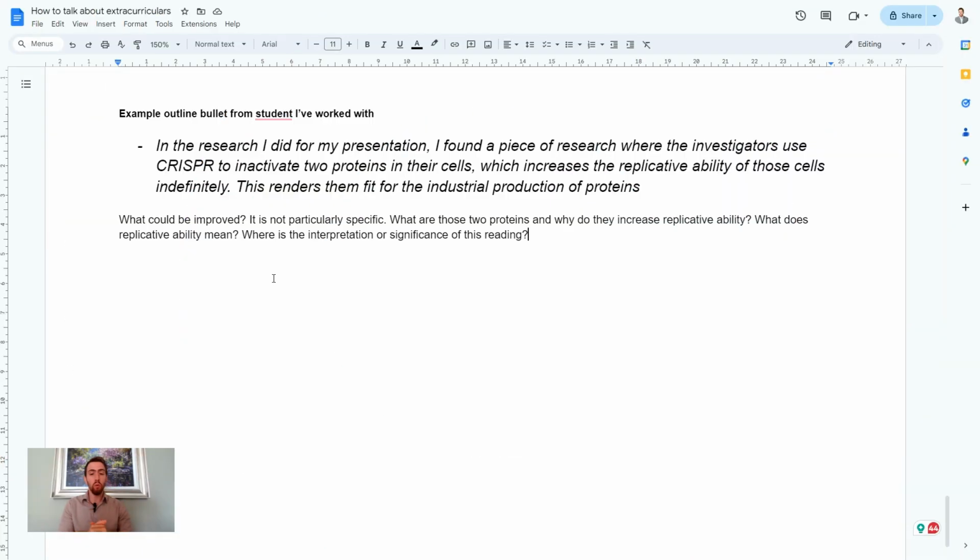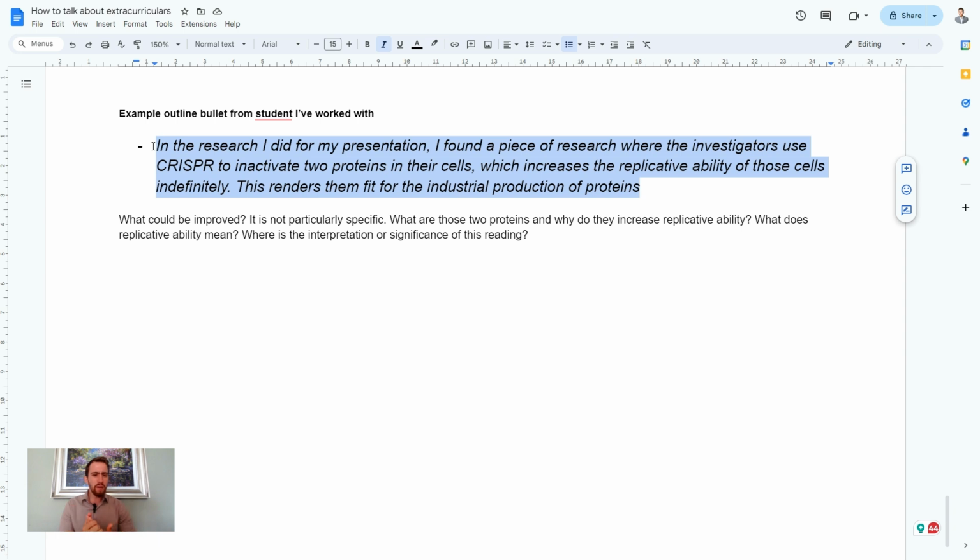As an example of an outline bullet point that I received in the outline draft from a student that I've worked with. Okay, so we've got the full bullet here. In the research I did for my presentation, I found a piece of research where the investigators used CRISPR to inactivate two proteins in their cells, which increases the replicative ability of those cells indefinitely. This renders them fit for the industrial production of proteins.